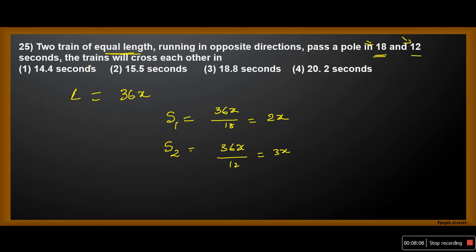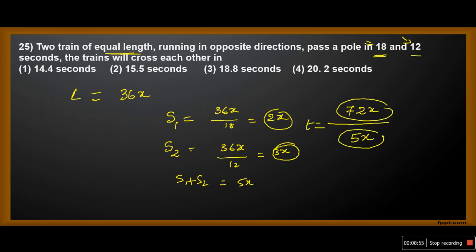What is the question asking us to find? The trains will cross each other in. Now observe carefully. Length of each train is 36x. The total distance covered by the trains is nothing but 72x. If two trains are traveling in opposite direction, the time taken for them to cross each other is nothing but sum of the lengths of the two trains, divided by speed. What is the relative speed? Because the two objects are traveling in the opposite direction, the relative speed is nothing but the sum of the individual speeds, s1 plus s2, that equals 5x. So 72x by 5x. This is time equivalent to distance by speed. So x and x will get cancelled. 72 by 5, which is nothing but 14.4 seconds. So the answer is option 1.